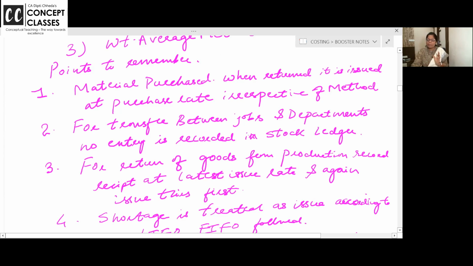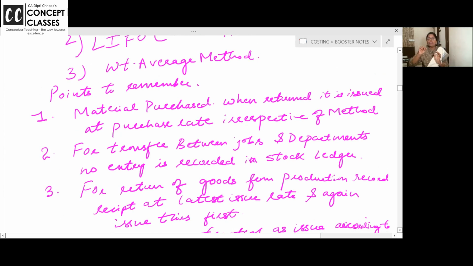See, material purchased when returned is issued at the original purchase rate. For issue, you may be following LIFO, FIFO, weighted average, but if you have purchased and you are returning to the creditor, return it at the rate at which you have purchased. For transfer between jobs and departments, no entry in the stock ledger. I issued from the stock ledger to A department. A said, I don't want it. It went to B department. It didn't come into the godown, no? So in the godown no entry will come. Between departments, they will pass the entry.